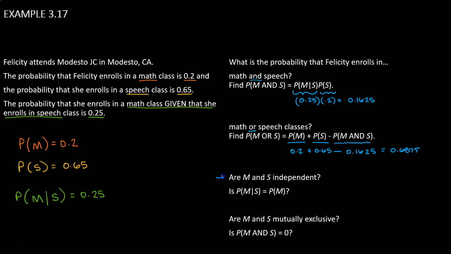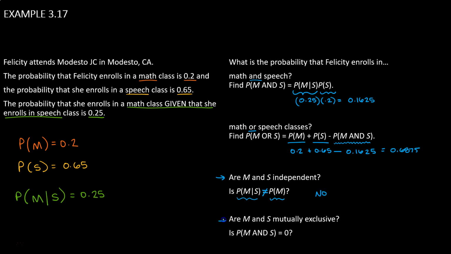Now we might want to consider, are the two events independent? If they are, then the conditional probability would look just like the probability of taking math. We know they don't. The conditional probability is 25%. The probability of just taking math is 20%. They are not equal. Therefore, M and S are not independent.